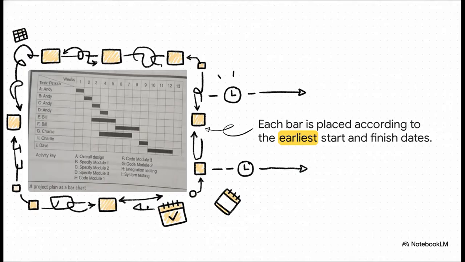And look at that. We've come full circle. That abstract network diagram we spent all that time on, with all the boxes and lines and numbers, it transforms directly into this, a practical, easy-to-read bar chart. Each bar is just plotted on the timeline using those earliest start and finish dates we calculated. And just like that, we have a real, data-driven schedule.